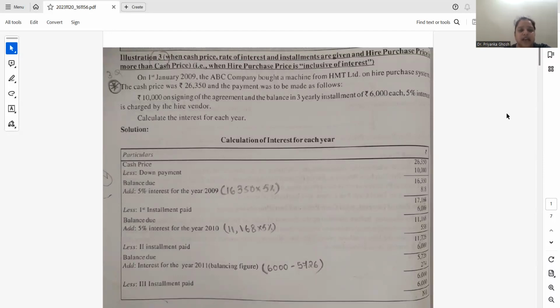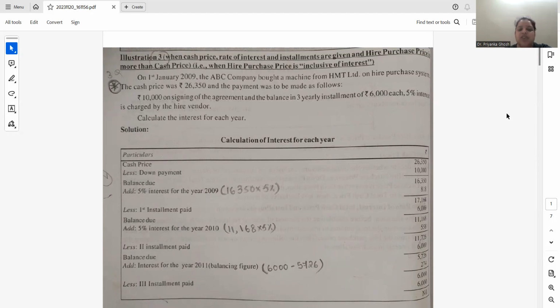On 1st Jan 2009, ABC Company purchased one machinery from HMT Limited on a hire purchase system. The cash price of this machinery was 26,350 and the payment was to be made as follows: 10,000 on signing of the agreement, which you can consider a down payment. The balance will be paid in 3 yearly installments of 6,000 each. 5% interest is to be charged by the hire vendor.